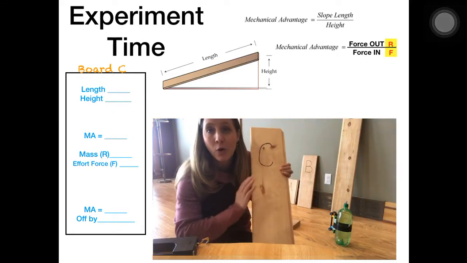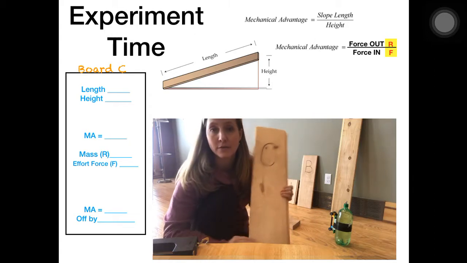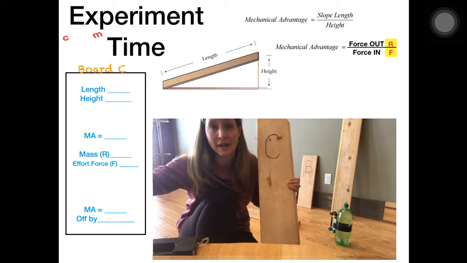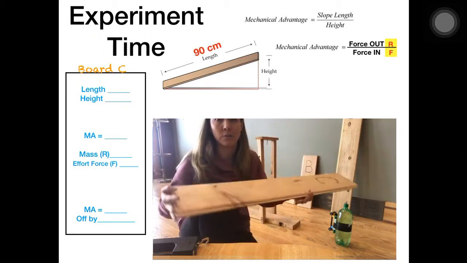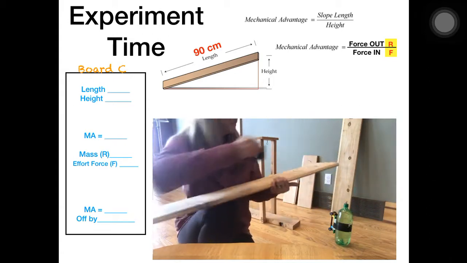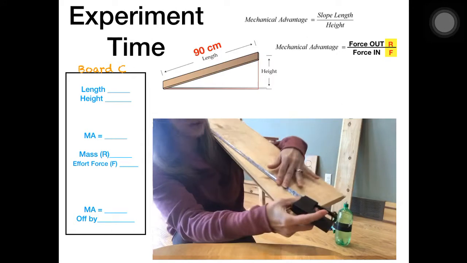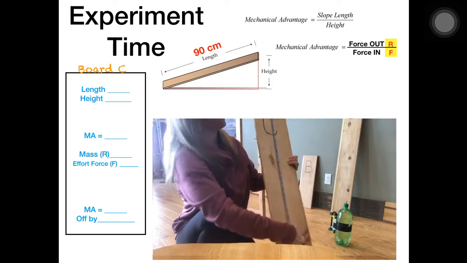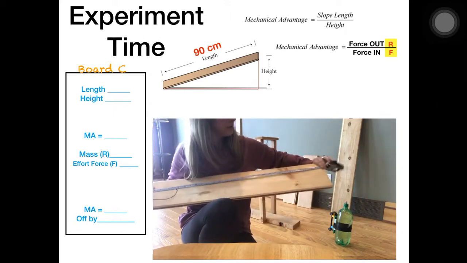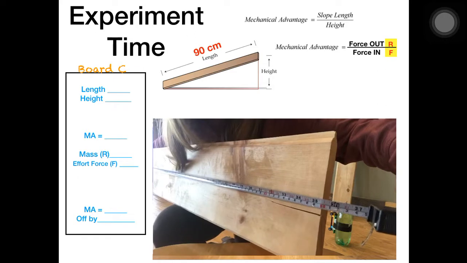Hi class, we're going to move on to the third part of our experiment, and that is board C. So this is our board C, and we do know that the length of this is 90 centimeters, so that's already written in for you, but just to show you once again that it is 90 centimeters, we will check the measurement just to be sure, and you can see right there it is 90 in red.